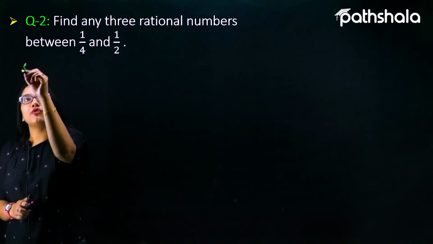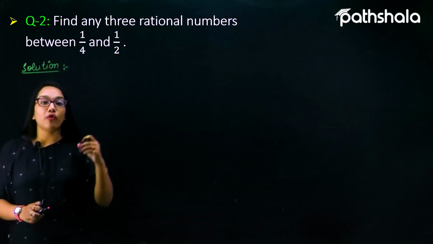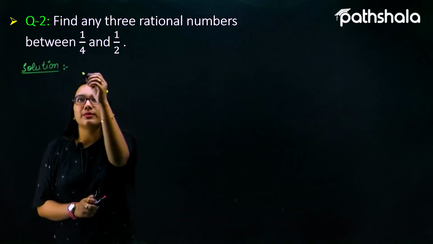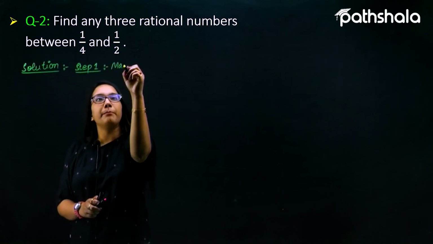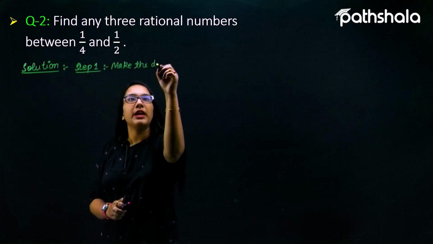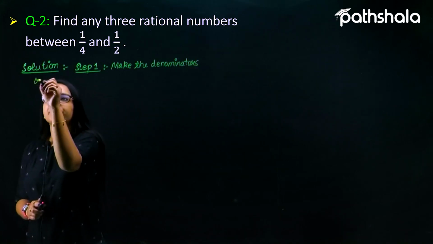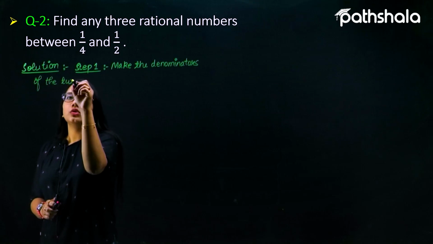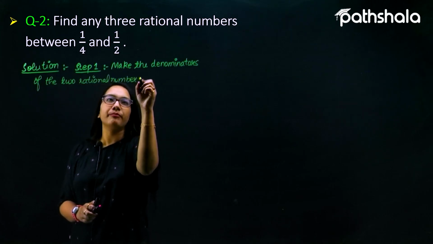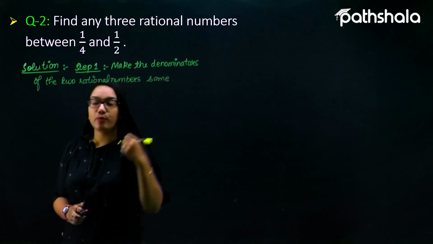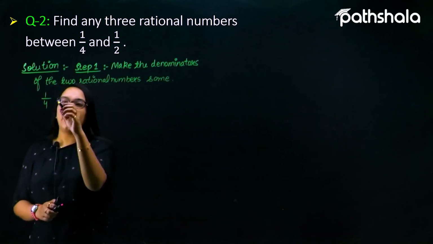So first of all, in order to solve it, we have to make the denominator of both the rational numbers the same. So I'm writing step number 1 over here. In order to solve this question, step number 1 is make the denominators of the two rational numbers same. So we are talking about 1 by 4 and 1 by 2.